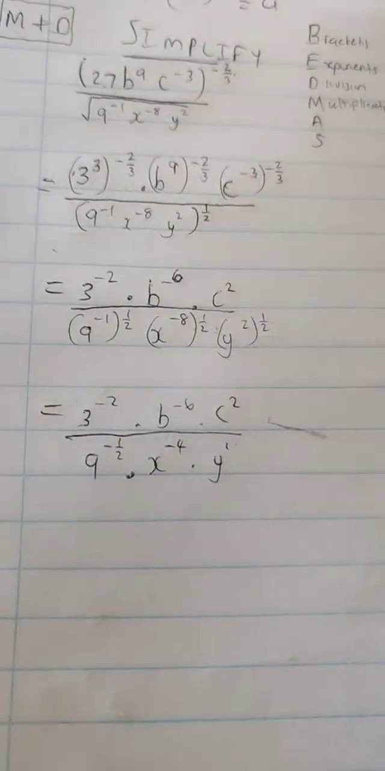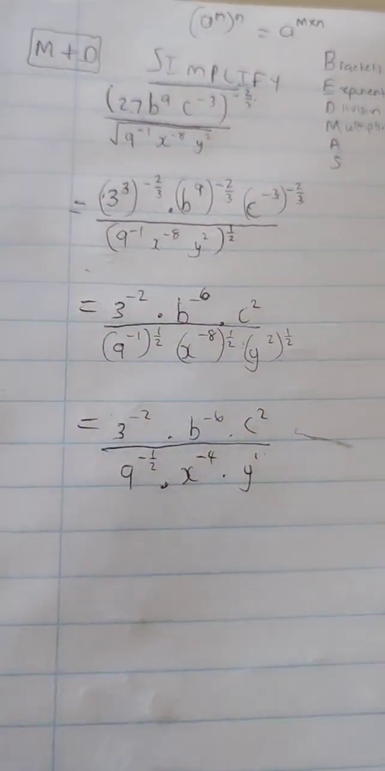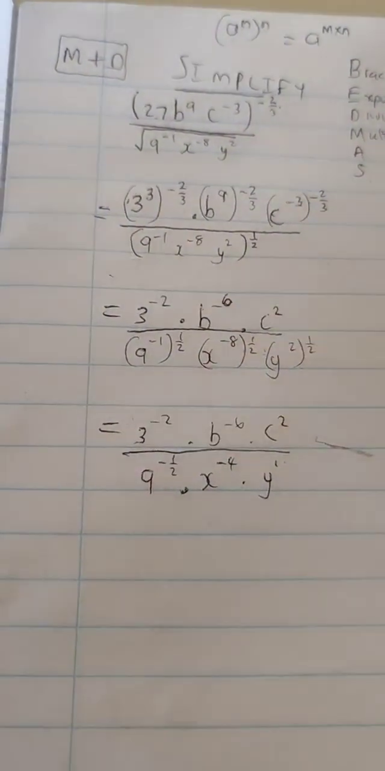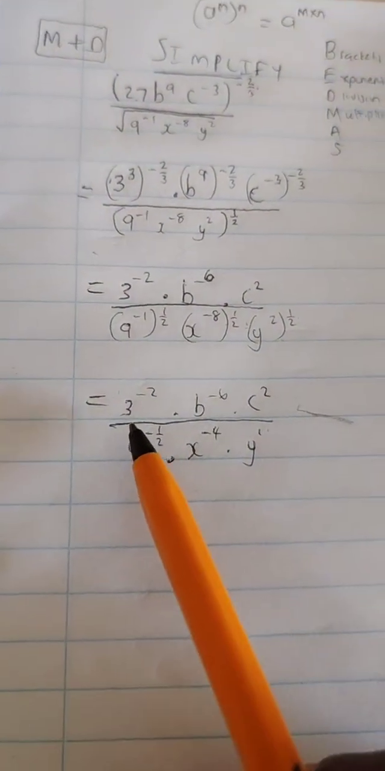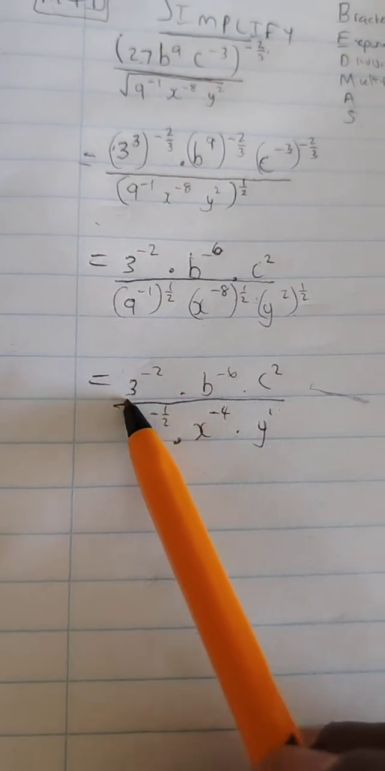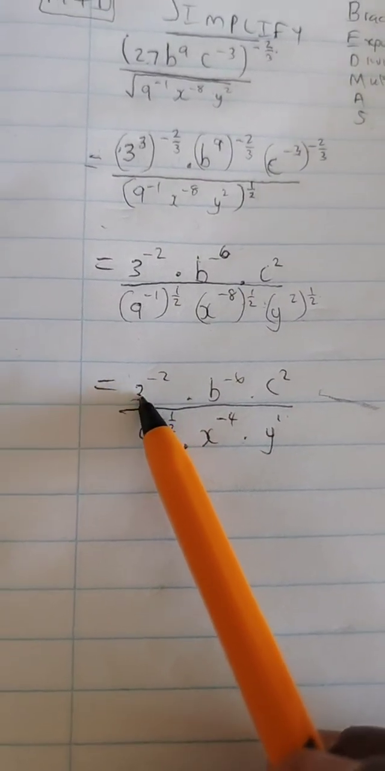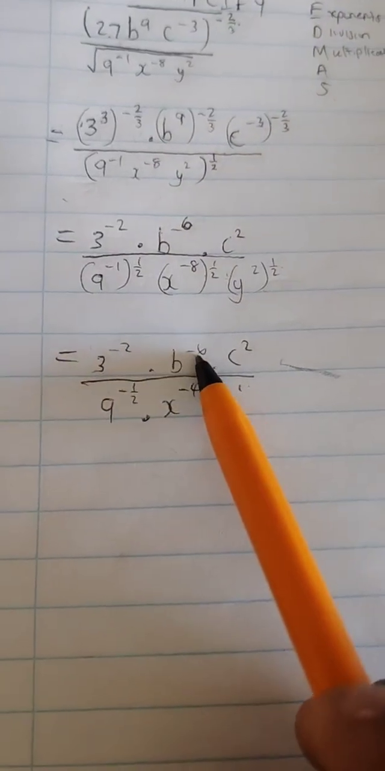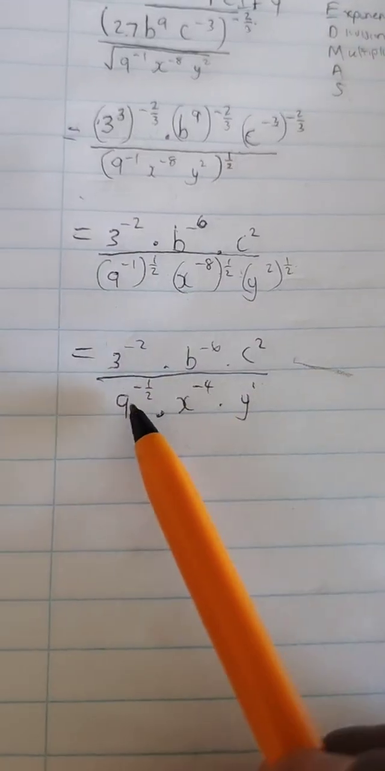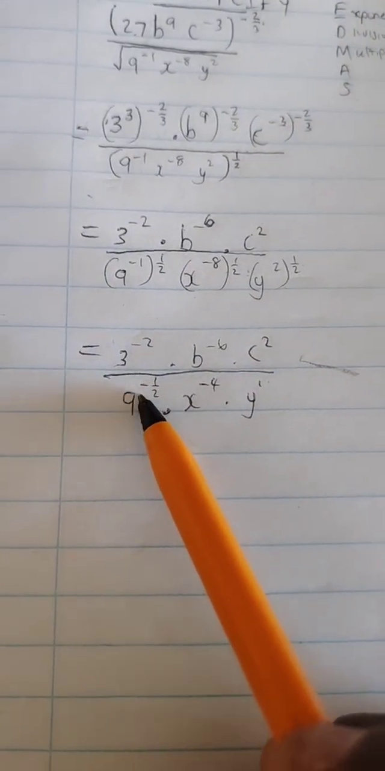Okay, now we are here guys. Finally, we are here. So what I can see now is that 3 is a prime base, B to the power -6, C to the power 2. 9, I can still change 9. So let's go and change 9 from the composite number that you see to its prime base.